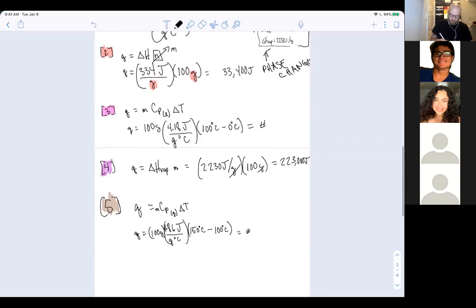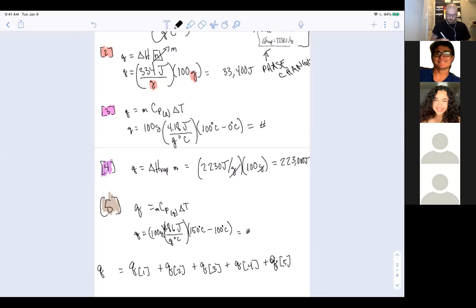So I would take Q1 plus Q2 plus Q3 plus Q4 plus Q5. I meant to put those as subscripts, but then they're kind of big.